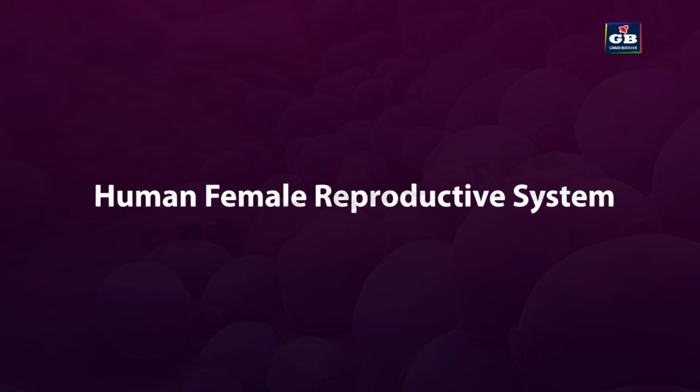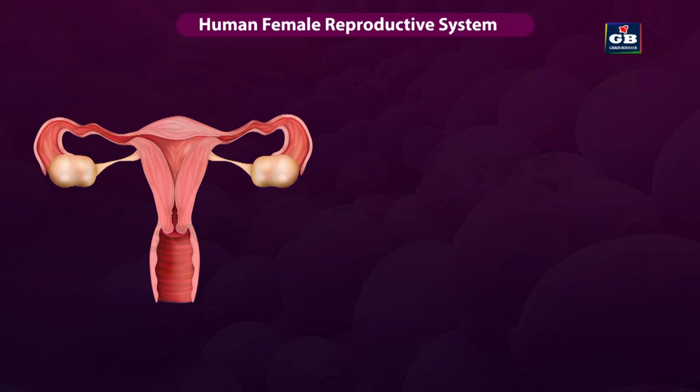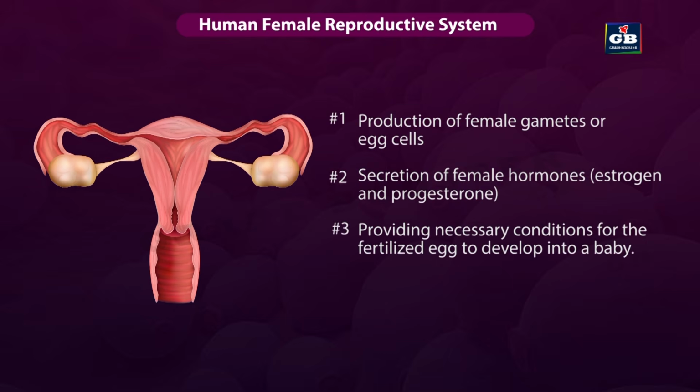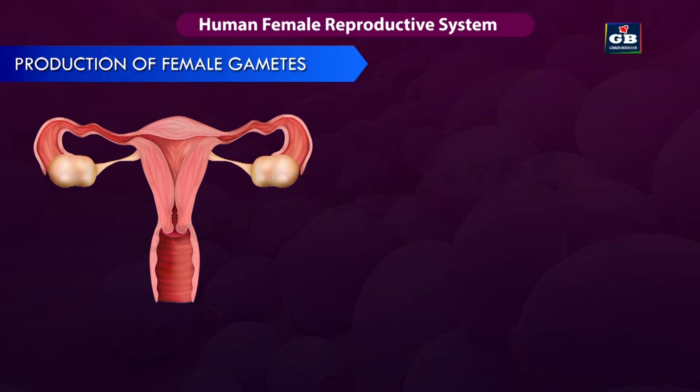Human female reproductive system. The female reproductive system performs 4 important functions. 1. Production of female gametes or egg cells. 2. Secretion of female hormones, that is estrogen and progesterone. 3. Providing necessary conditions for the fertilized egg to develop into a baby. 4. Menstruation. First, let us see the production of female gametes or egg cells. This task is done by the ovaries of the female reproductive system.